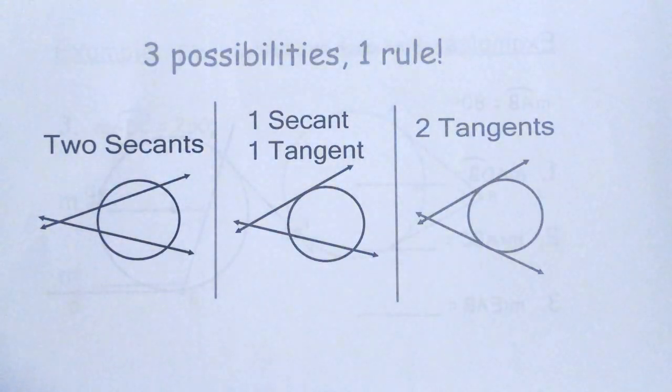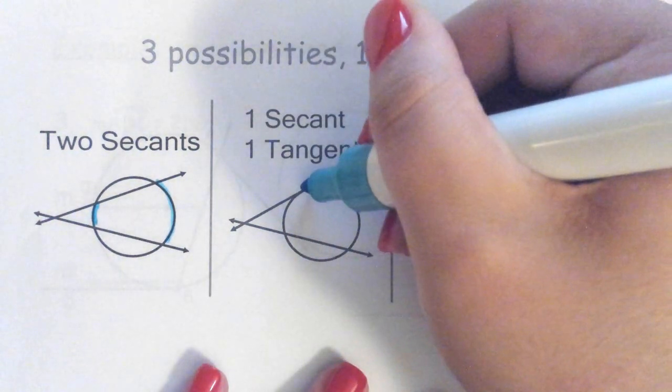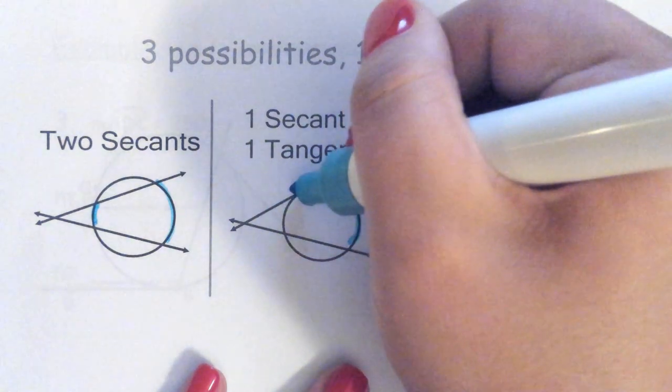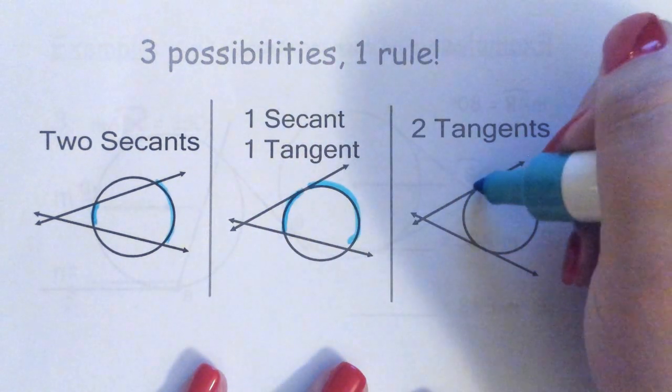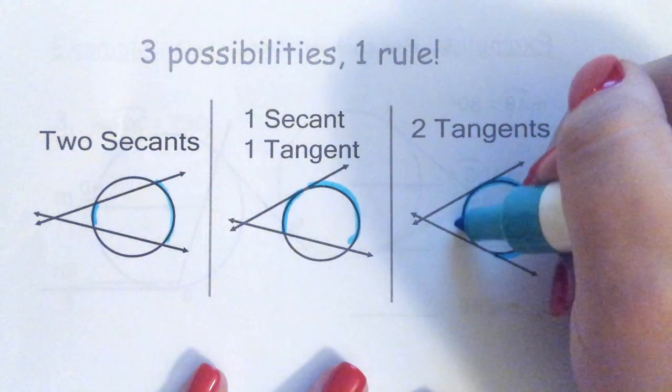Notice these are the different ways that it could all be outside. So sometimes it's going to be a big like this minus a little. Sometimes it'll be a bigger and the little like that. Or sometimes you're going to use the full circle because it's 2 tangents and it's the big minus the little.